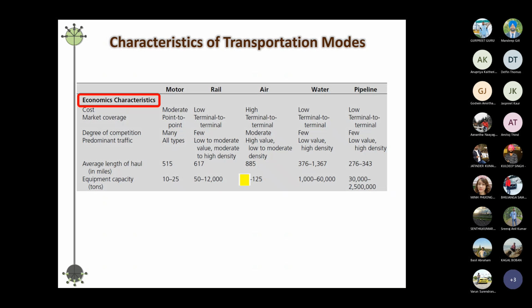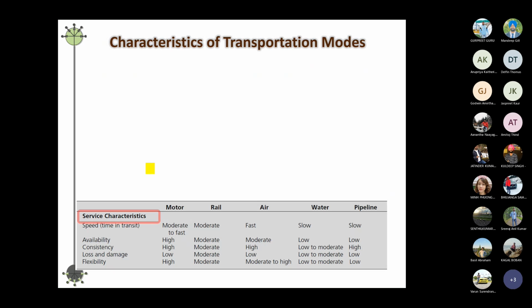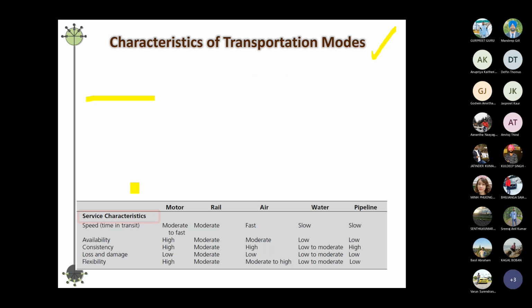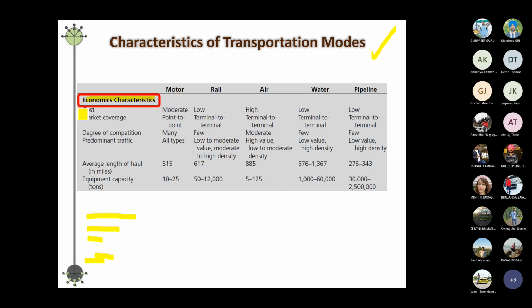And this is the most important slide here. Okay, so please review this slide carefully, because I may ask so many questions from this slide. Because here we are going to discuss the characteristics of transportation modes. And these are divided into economic characteristics as well as service characteristics. Service characteristics means the speed, availability, flexibility, and cost and damage. And the economic ones are referring to the cost, market coverage, and other characteristics.